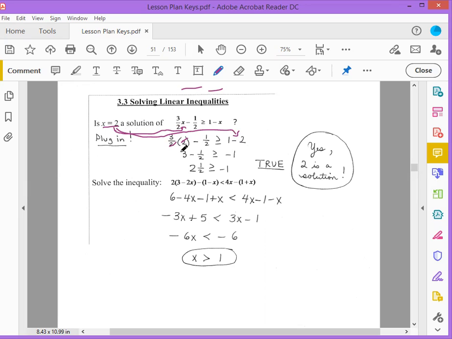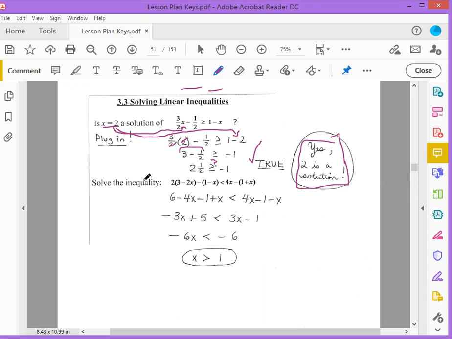Now we're going to add these two terms or subtract them. We have 3 minus 1 half, that gives us 2 and a half. And we want to know if 2 and a half is greater than or equal to negative 1. Is this true? And it is. 2 and a half is bigger than negative 1. So we would say yes, 2 is a solution.